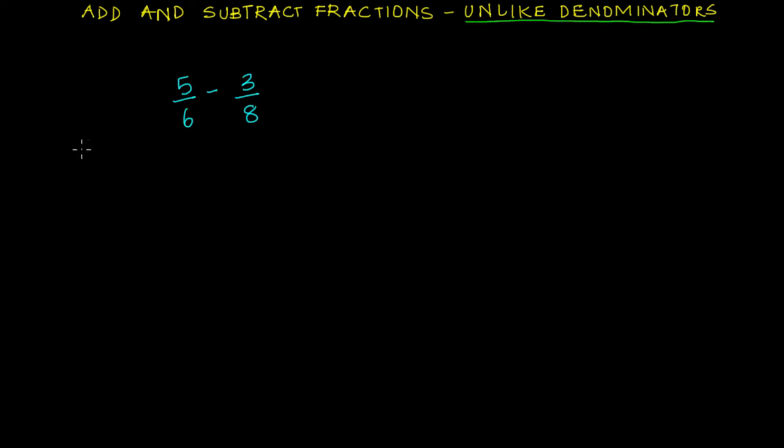So here is the problem, 5/6 minus 3/8. The steps for subtracting fractions are the same as the steps for adding fractions. So the first step is to find the least common multiple of 6 and 8. If I factor out the 2, I'm left with 3 and 4, and now there is no more common factors. So the LCM is 2 times 3 times 4, which is equal to 24.